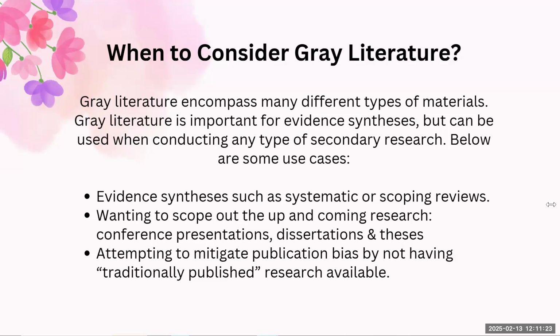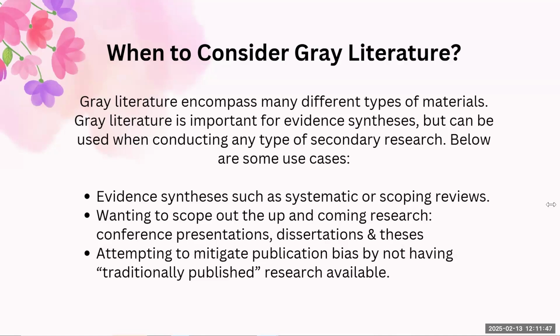You can also use it to scope out up and coming research. So conference proceedings, conference presentation abstracts, those are also considered gray literature, and they can help you see what's coming out in the research. As well as dissertations and theses. Dissertations and theses are wonderful to use. They are not peer-reviewed, but that does not mean that they're not highly resourced, highly researched, and highly niche topics.